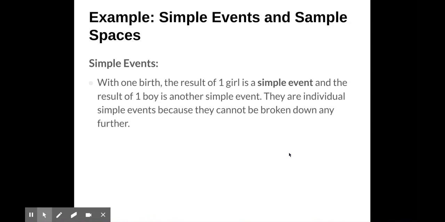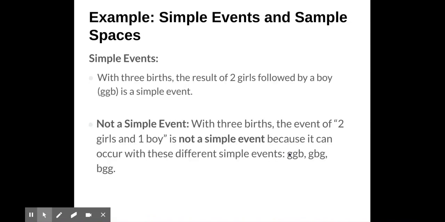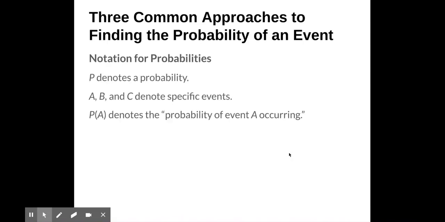Simple event, we already talked about this, right? 1 girl is a simple event. You can read through these. With 3 births, 2 girls followed by a boy is a simple event. Now notice the difference between 2 girls followed by a boy. That's not 2 girls and 1 boy as the next thing states. It is specifying girl, girl, boy. And so that creates a simple event, whereas just saying 2 girls and 1 boy is not a simple event.